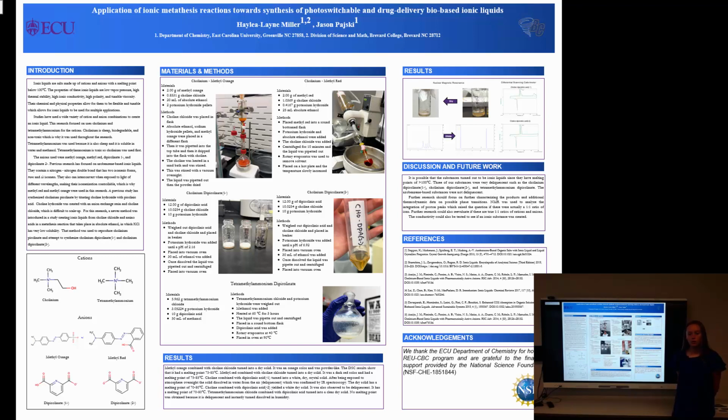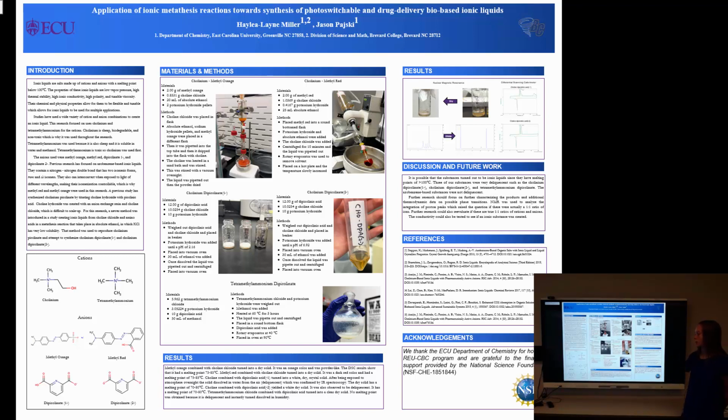And a lot of research has shown that different anion and cation combinations can create different ionic liquids. And this helped me form my research question of what anions and cations could be used to create a non-toxic ionic liquid. So I decided to use choline and tetramethylammonium for my cations. Choline is cheap, biodegradable, and non-toxic, and tetramethylammonium is soluble in water and methanol, but it is toxic, so I was trying not to use it.